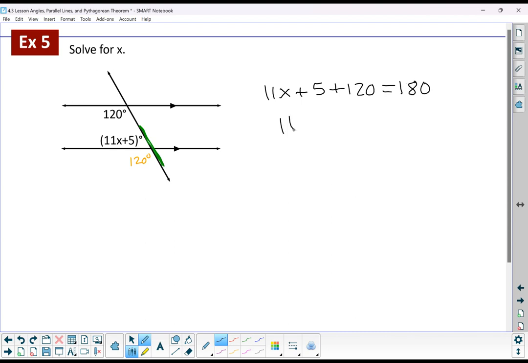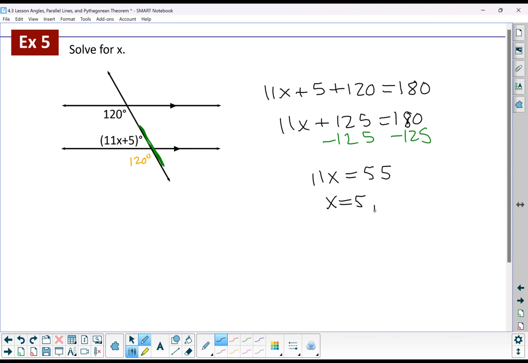So 11x plus 125 is equal to 180 degrees. So if I subtract 125, that's equal to 55. So I have 11x is equal to 55, which tells us that x is equal to 5. On this problem, it just asks us to solve for x, so we are finished.